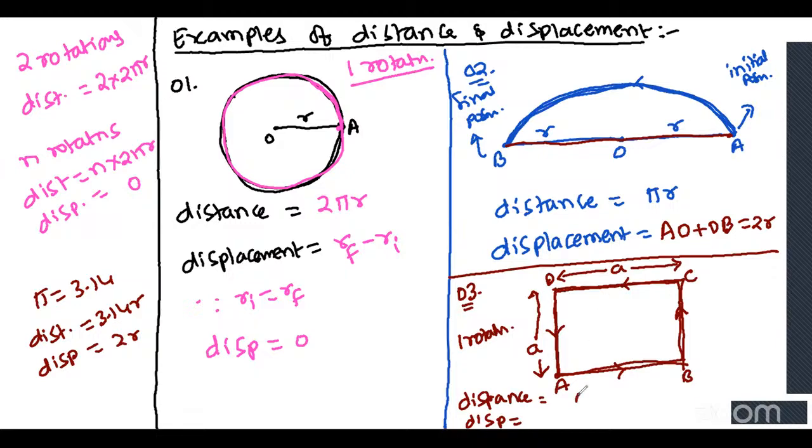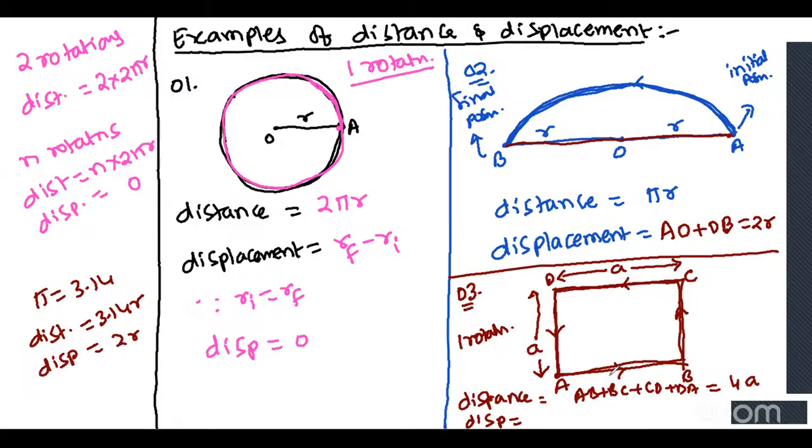That is AB plus BC plus CD plus DA. That is nothing but 4a. Okay? Is it fine?